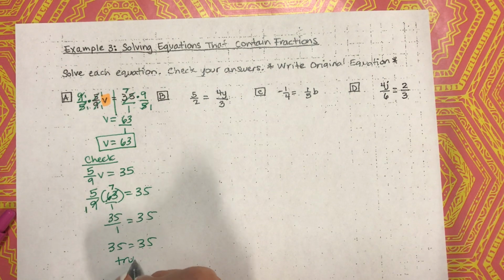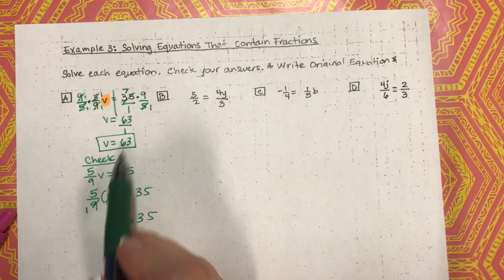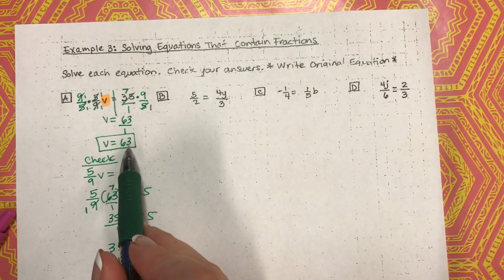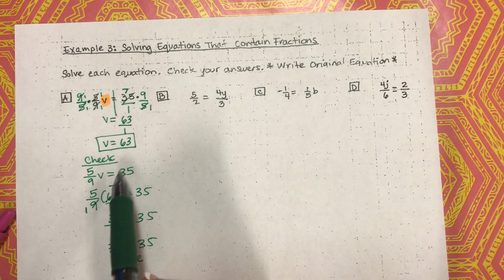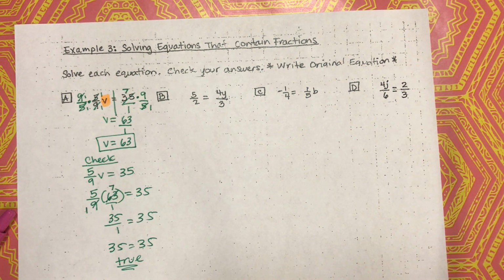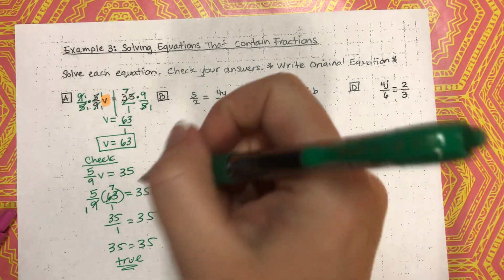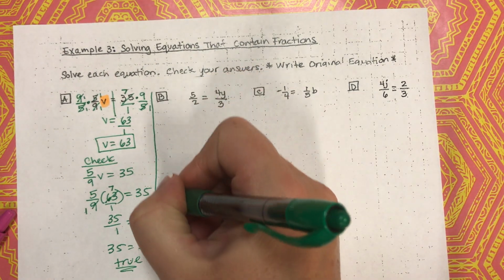So this is a true statement, which means our solution that we substituted into this original equation, 63, is the solution to this original equation. All right, so we did it right. Let's go on to B.